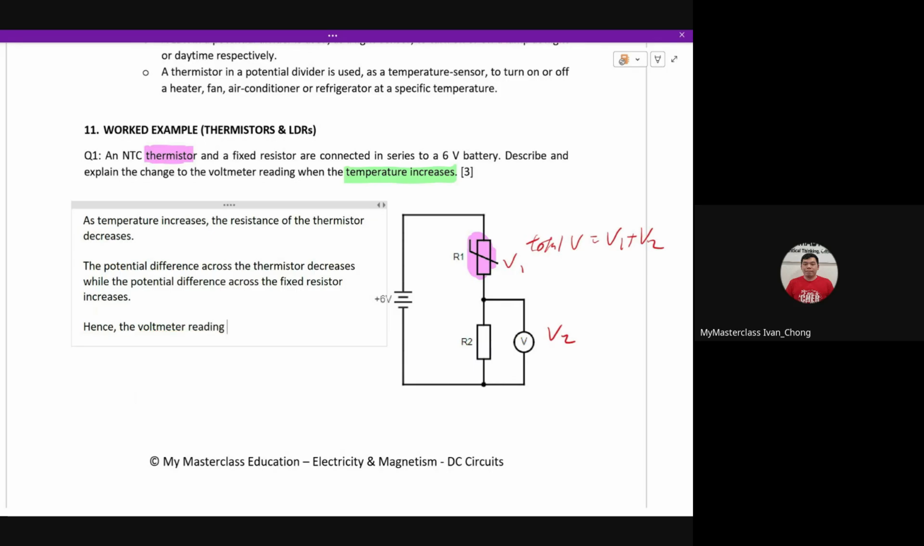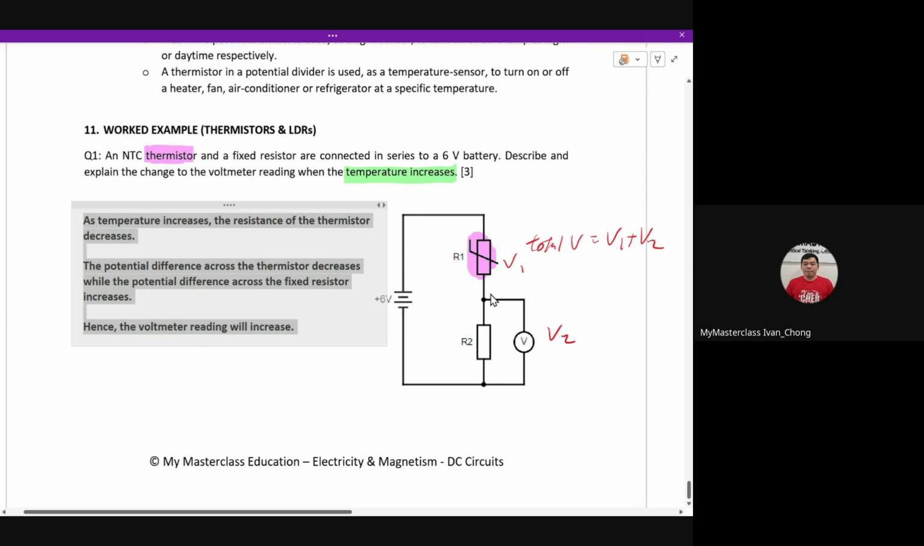Just be careful that not all the time will the voltmeter be across the thermistor or your LDR. Sometimes it's across the fixed resistor. So you all need to be careful and double check what the question is referring to. Is the voltmeter across your thermistor, or is it across your resistor itself? You need to double check.